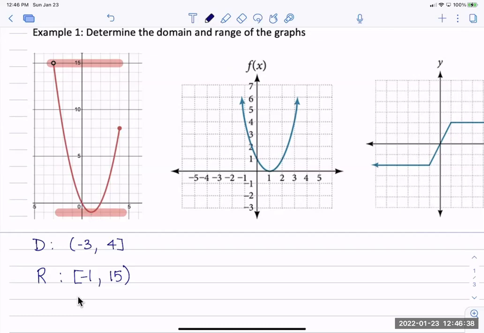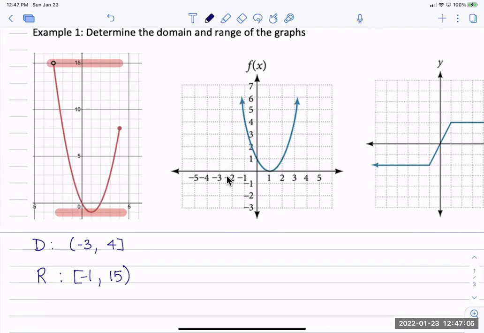So again, I use the bracket for my -1 because there's a curve right here, okay? It doesn't indicate there's an open circle, so it's going to be included. You ultimately know that it's going to be included. But for 15, because there's an open circle, that's why I use parentheses, okay? So this is the first one. Now let's look at the second one.